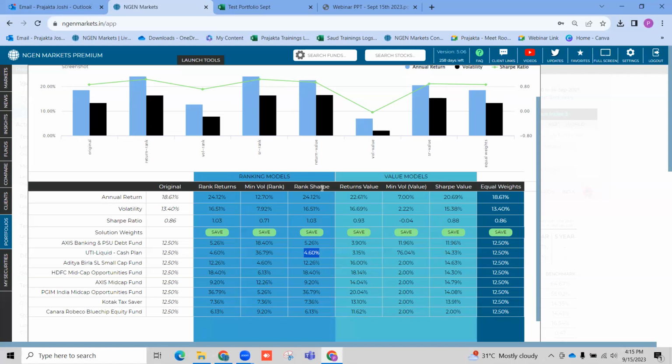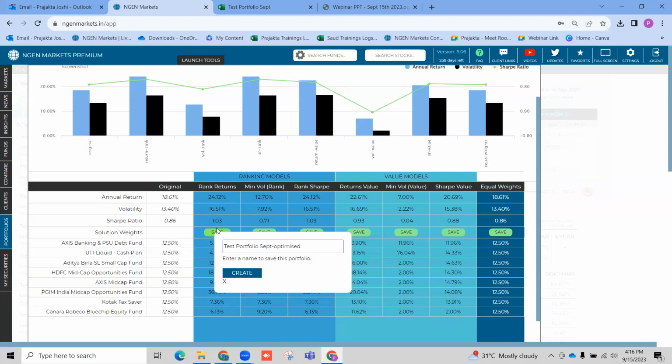Now, let's say you want to compare the test portfolio, meaning the original portfolio, with one of the optimized portfolios. Then what you can typically do is save these allocations. So let's say I like this particular model for an aggressive client that I'm trying to address. He does not mind taking some extra risk if that comes with some surplus returns. That typically means a risk-seeking, aggressive investor.